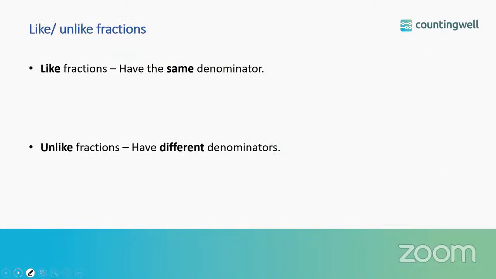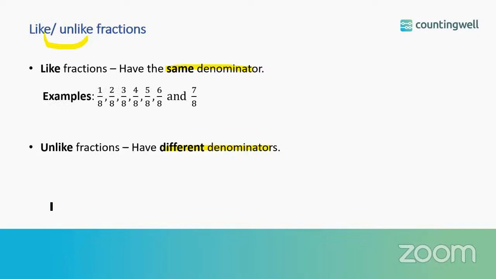What are like and unlike fractions? We can categorize fractions as like and unlike according to whether they have the same denominator or different denominators. So like fractions are fractions having the same denominator. Here we can see the examples 1 by 8, 2 by 8, 3 by 8, 4 by 8 up to 7 by 8. These are all like fractions because they have the same denominator, here 8.